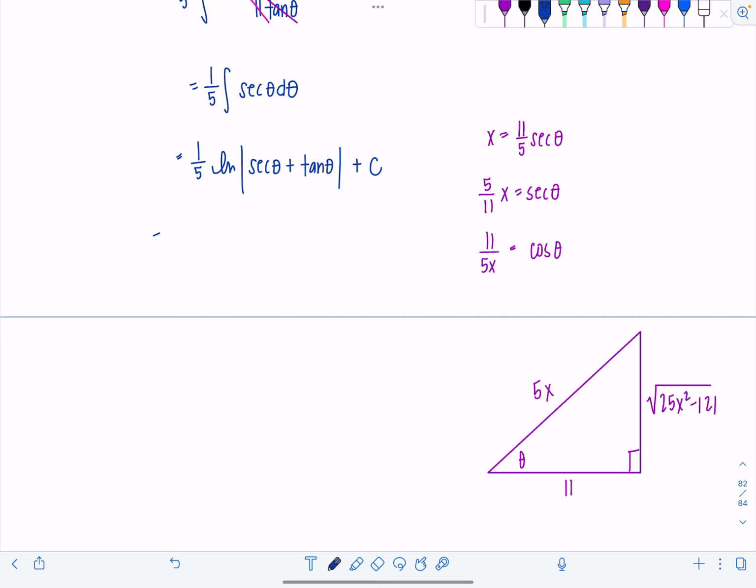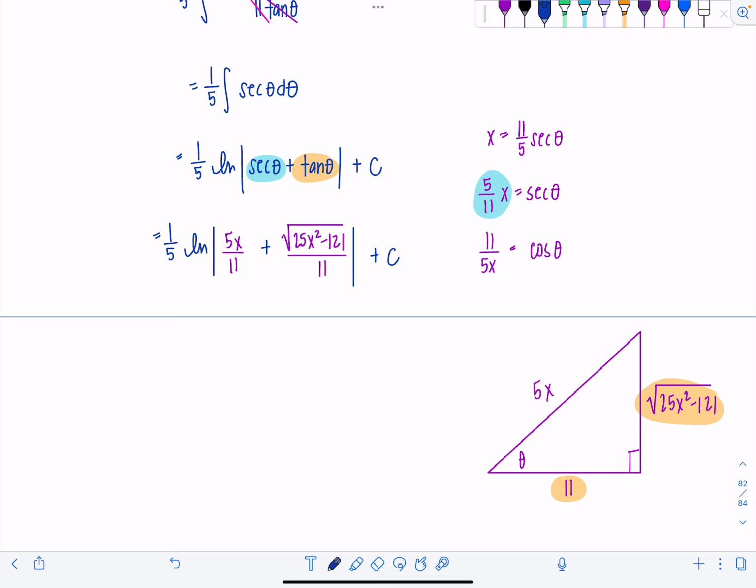Great. So from here, watch this. We've got 1/5 natural log absolute value. Instead of secant theta, what am I going to write? 5x/11. That's what secant theta equals. Oh, okay. That was easy enough. Plus, now for tangent theta, we're going to use the triangle. So tangent is ratio of opposite over adjacent. So that will be square root 25x squared minus 121 over 11. And then we have plus c.